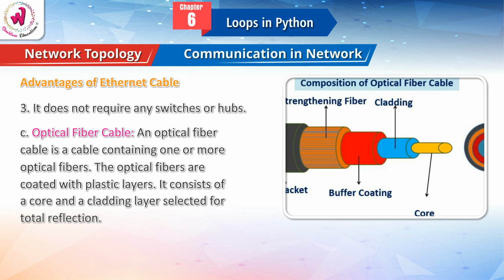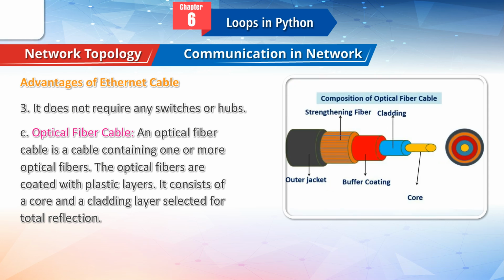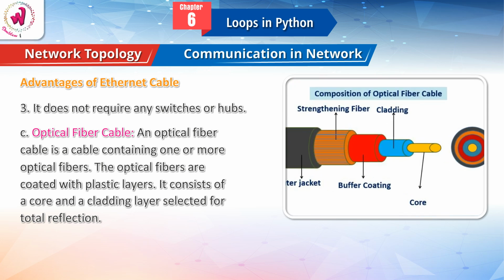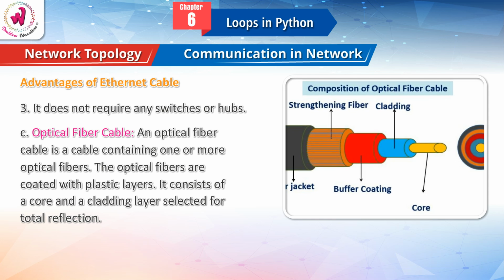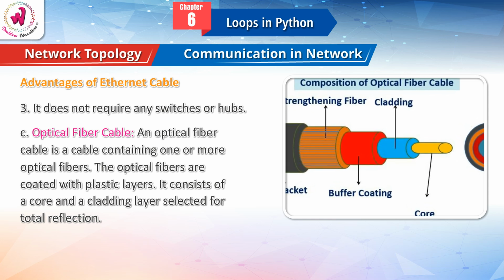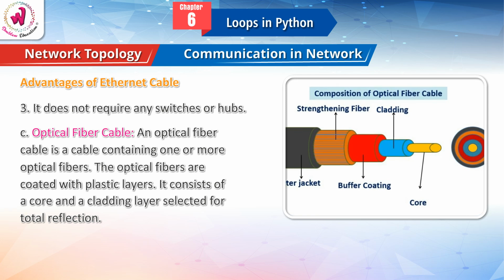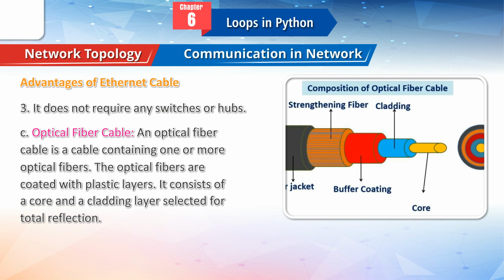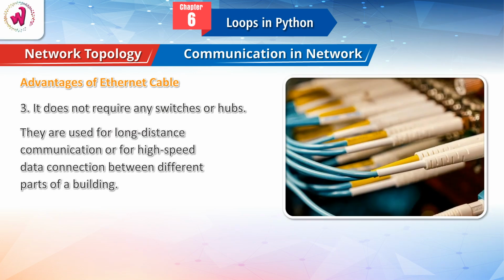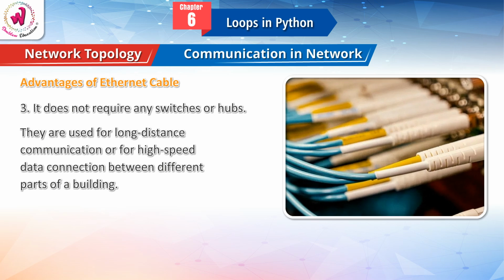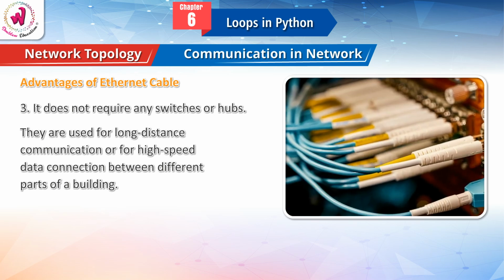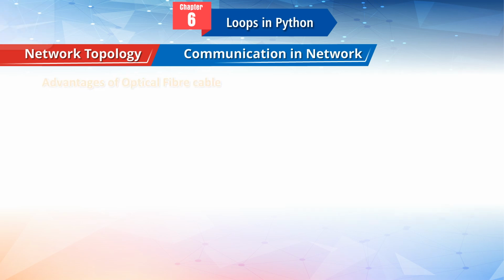C. Optical fiber cable. An optical fiber cable is a cable containing one or more optical fibers. The optical fibers are coated with plastic layers. It consists of a core and a cladding layer selected for total reflection. They are used for long-distance communication or for high-speed data connection between different parts.